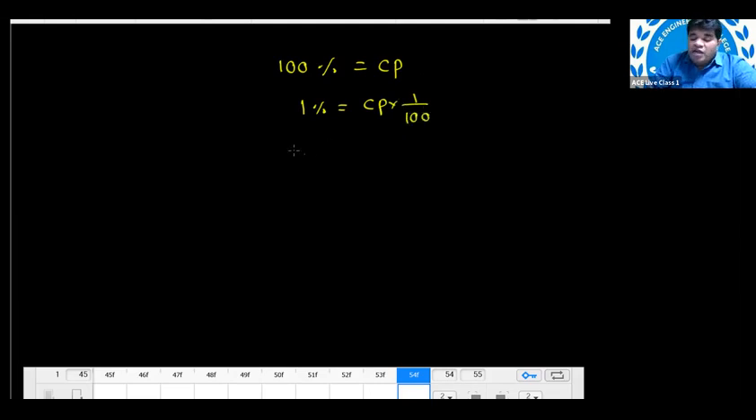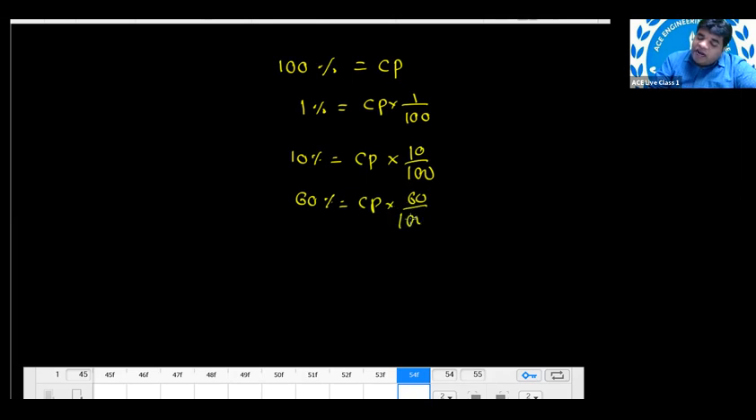Suppose I want 10%, that means CP into 10 by 100. I want 60%, that means CP into 60 by 100. I want 100%, what is the value, Krishnaja? CP into 100 by 100. I need this pattern, that's why I write in these steps. 100% is equal to CP into 100 by 100.